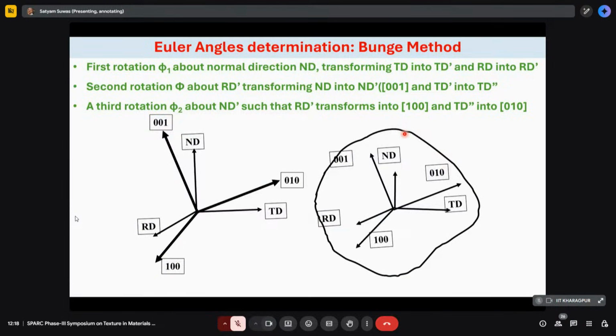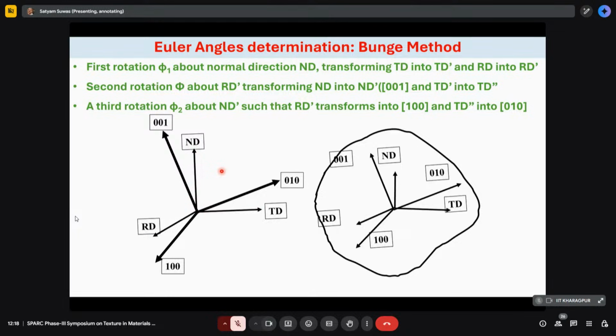The Bunge method involves three rotations. For example, here you see there is a specimen frame of reference, ND, TD, and RD, and then you have the crystal frame of reference. Here I am not drawing the entire crystal, just the three major axes of a cubic crystal, like 1, 0, 0, 0, 1, 0, and 0, 0, 1. And these three are mutually perpendicular directions, right?